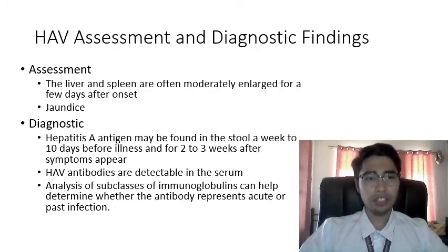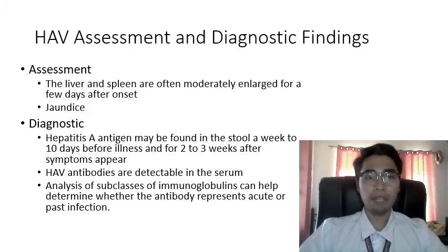The diagnostic procedure is that hepatitis A antigen may be found in the stool a week to 10 days before illness and for 2 to 3 weeks after symptoms appear. Hepatitis A virus antibodies are detectable in the serum, and usually do not appear until symptoms appear. So in order to see the HAV antibodies, the symptoms must usually first appear to detect the antibodies of hepatitis A.